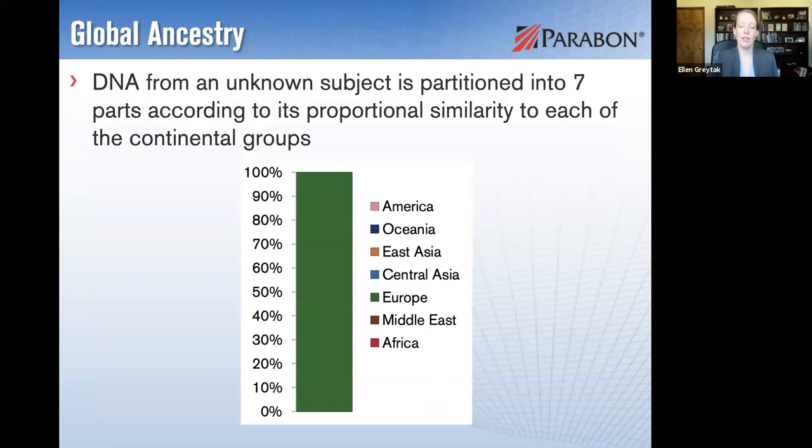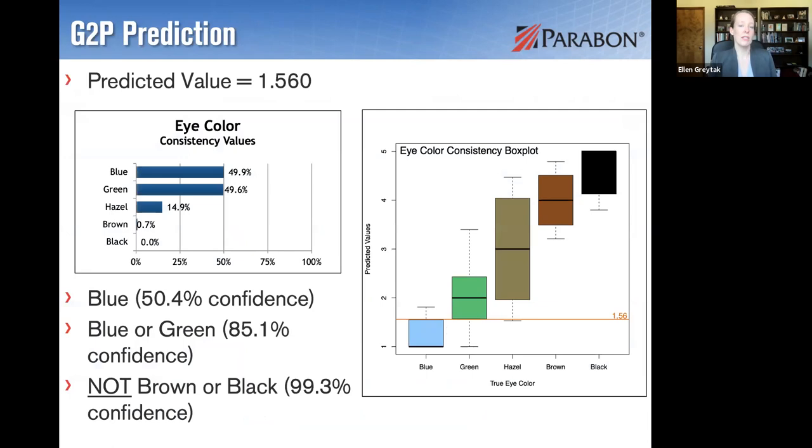So we take that data, plug it first into the ancestry model and find out, okay, this person is European, this person is Northern European. Then we want to predict eye color. When we make a prediction using machine learning, what comes out is just a number. It says this person's eyes are a 1.56, which by itself is not very informative. But what we can do is look back at those 3,000 predictions we made during our cross-validation and see, well, when we made a prediction of 1.56, what eye colors did those people really have?